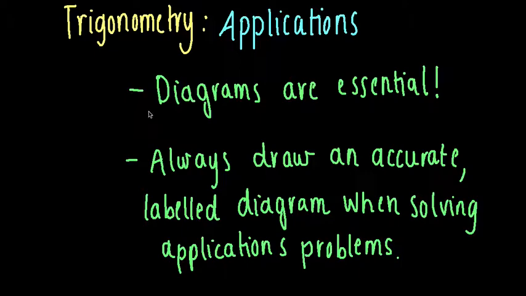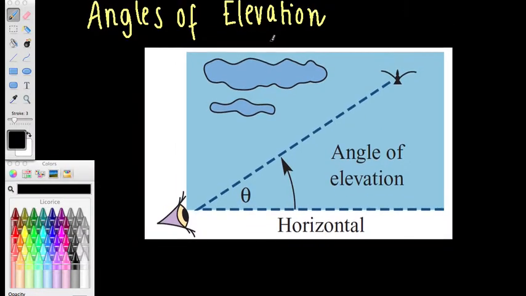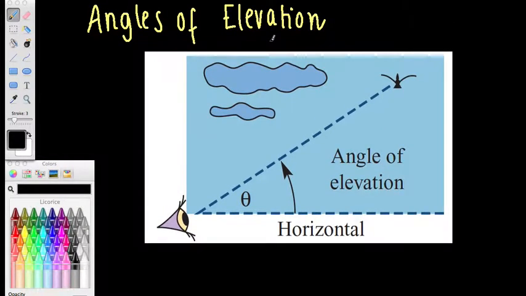One other thing that we must look at before we can attempt applications problems is two different types of angles that we might be faced with. The first one is called the angle of elevation. So this is actually going to be another little subheading. Angles of elevation. We have one other angle, angle of depression.